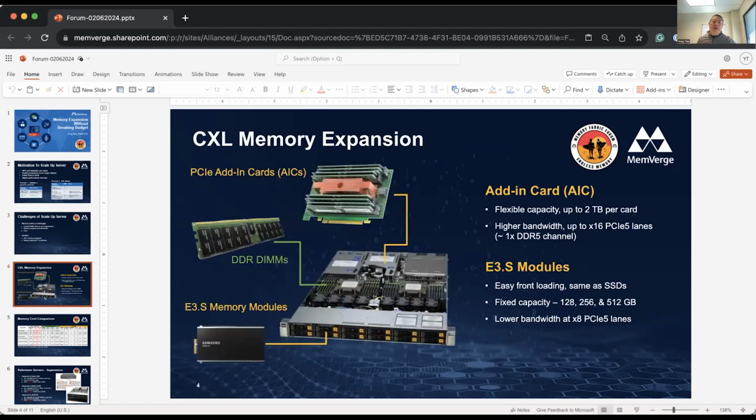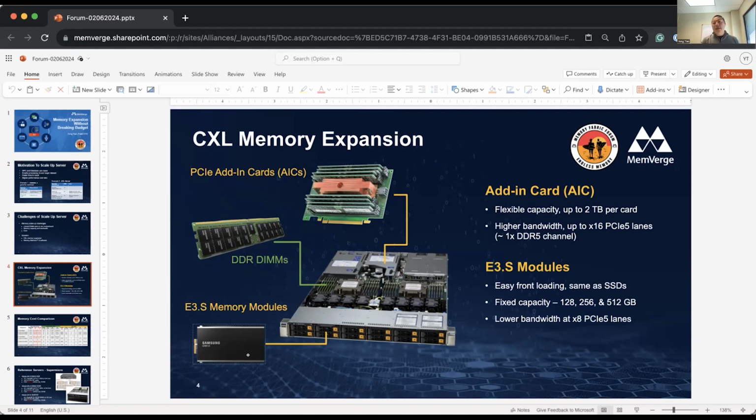So this is maybe a refresher on some of these CXL memory expansion alternatives. I think Dinesh had gone through the E3.S modules. They're easy to load, and you can add or remove them just like SSDs right in the front of the server. However, they're usually in fixed capacity. I think we have seen 128, 256, or even up to 512 gigabyte models announced. And they're typically by 8 PCIe lanes. So that's the bandwidth on these E3.S modules.